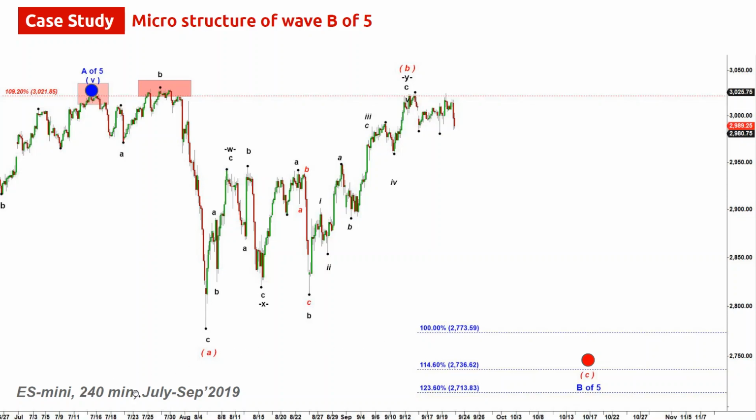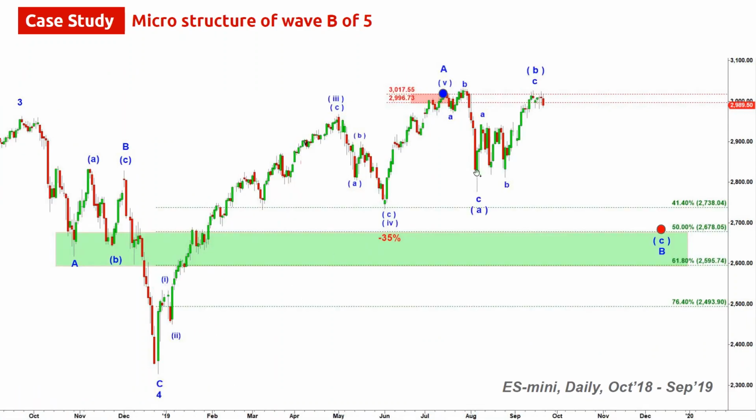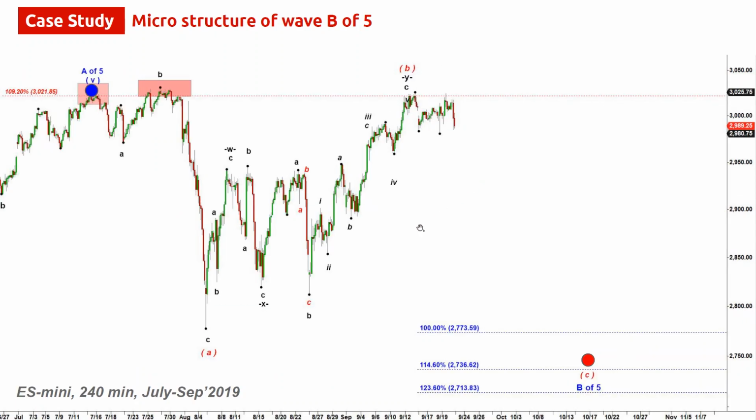This is the 240-minute chart. As you can see, we are switching from daily to 240-minute chart, and here you can see how much more detail we can now see. And this is how micro counting works. On a daily chart, you can see ABC up. On this chart, you can see that in fact that B up was structured as a double 3 corrective pattern: ABC of W, ABC of X, and ABC of Y, which completed that last move up, and that was the top of that wave B up.